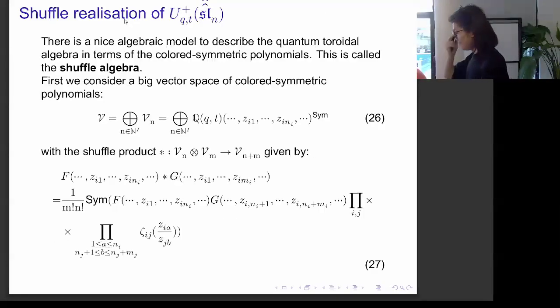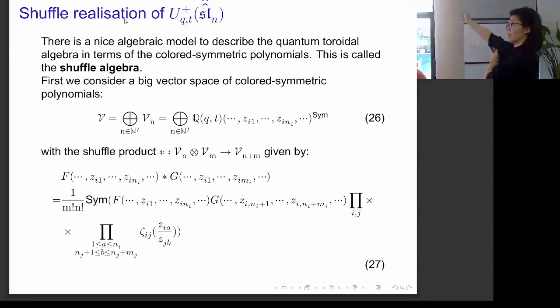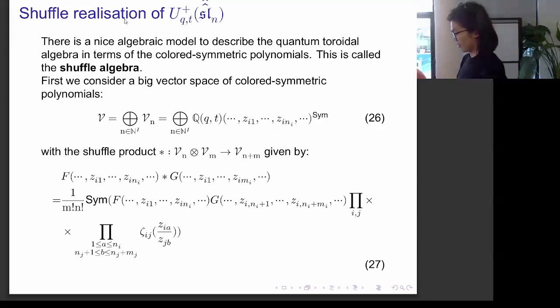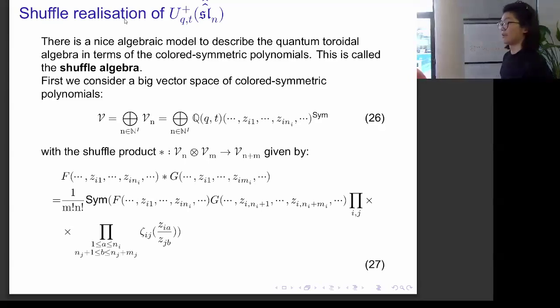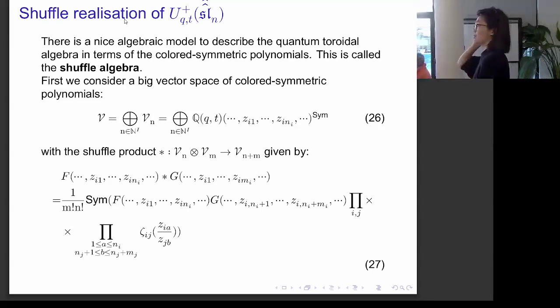Okay. So the thing that we want for the toroidal algebra is that we know that the quantum affine algebra has a good W-factorization, which means that it can be generated by the W-algebras. So the question is how we can realize the W-algebras inside of the quantum toroidal algebra. It turns out that it can be realized, but we need a good algebraic model for this realization. This realization is usually called the shuffle realization of the quantum toroidal algebra.